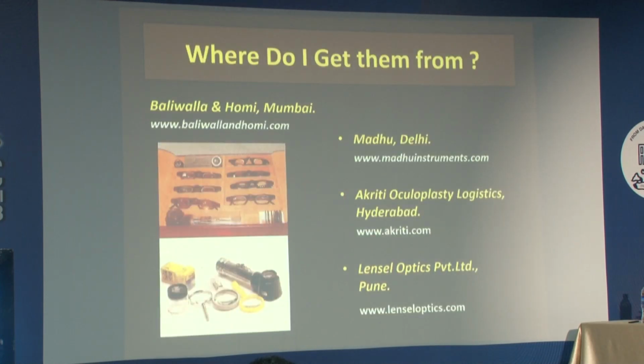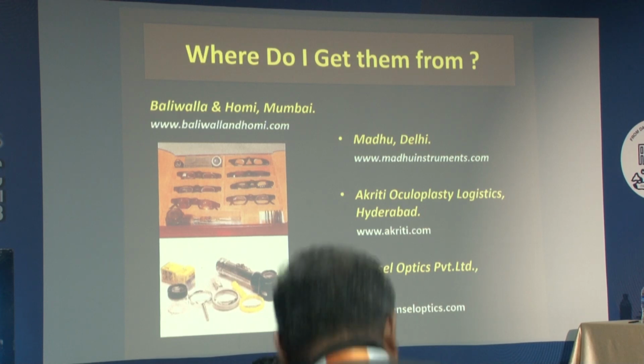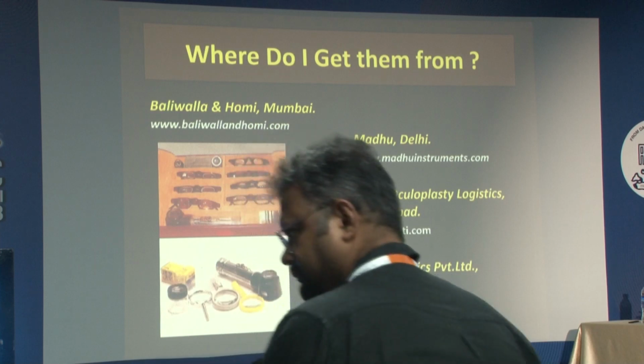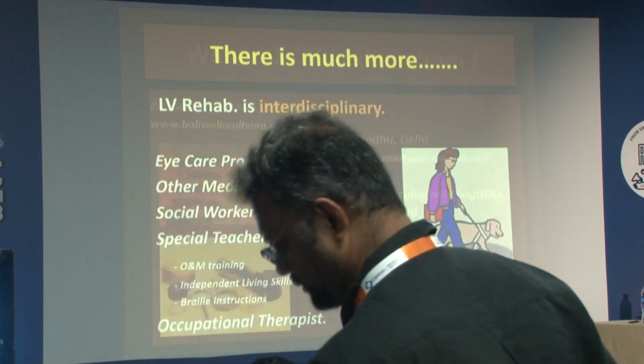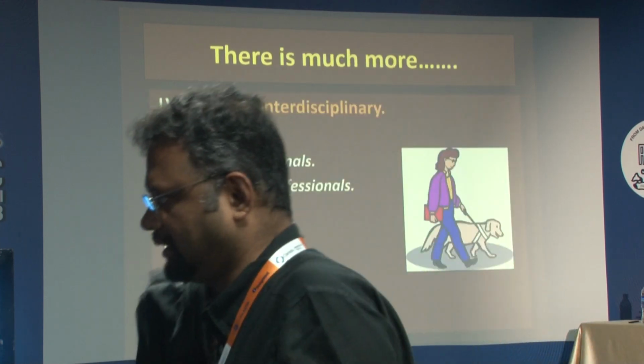Now the next question which will come to your mind is, where would you get them from? I've got no financial interest in these products mentioned, but Baliwala and Homi in Mumbai was the first person to make a low vision testing kit and provide low vision devices in our country. 30, maybe 40 years ago he started doing this. And then there's Madhu Optics, Madhu Instruments in Delhi, Akriti Optical Plastics, Lensel Optics, and a couple more.